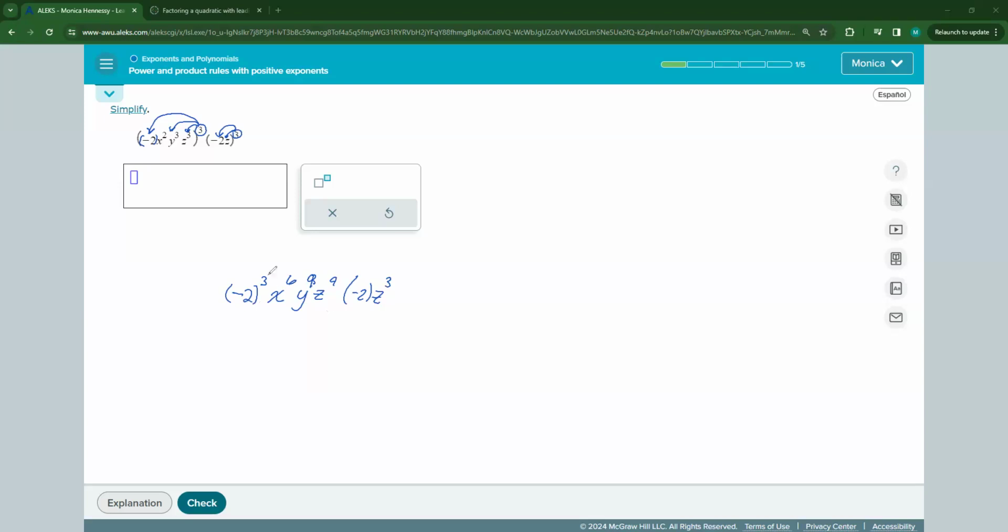And then combine all the stuff, so simplify all of those exponents. 2 to the 3rd is 8. And it's a -8 because it's -2 times -2 times -2.